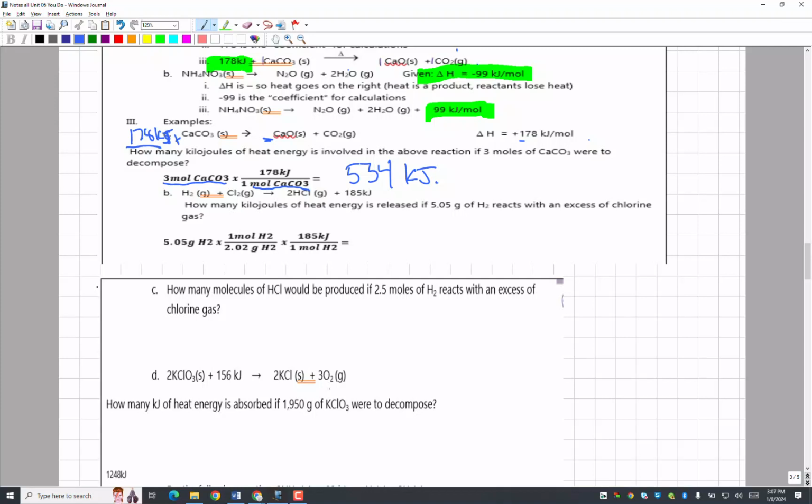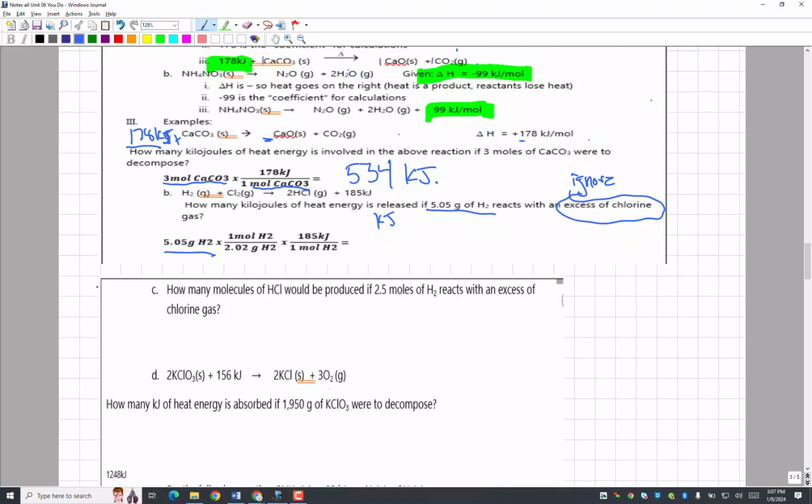All right, so H2 plus Cl2 yields 2HCl plus 185 kilojoules. How many kilojoules of heat energy, so I'm looking for kilojoules, are released if 5.05 grams of hydrogen, that's my given, react with an excess of chlorine gas? Remember, if it says excess, that means you can ignore it. If I told you I have an excess of paper clips, that means I don't need any more paper clips. So ignore. The word excess means ignore. I have more than enough.